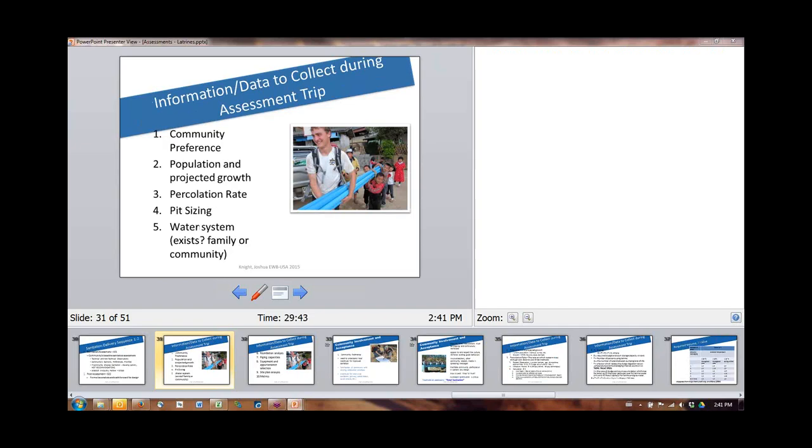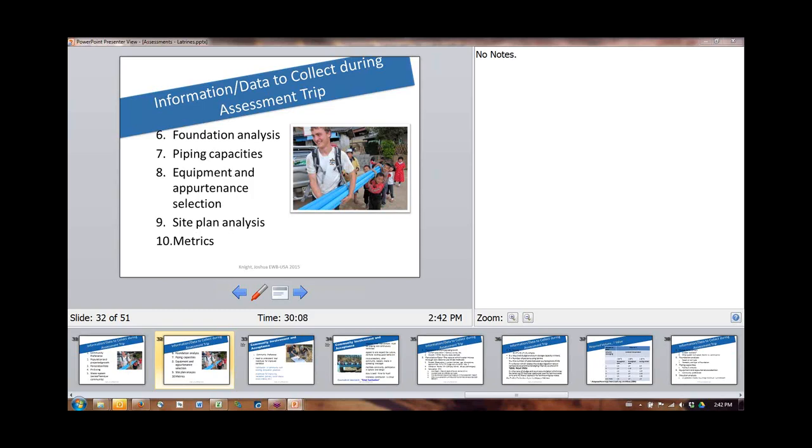Okay, so now let's talk a little bit about what you're going to need to collect on your trip. We're going to go through all 10 of these in more depth, so I'm going to first go through them quickly. You want to find out the community preference, the population currently and how it's going to grow, percolation rate, which is what we spoke about, how water flows through the soil. You want to find out pit sizing, how big of a pit you want to make. You want to find out what the water situation is in the community. You want to analyze what kind of foundation you're going to need. You're going to want to look at the piping capacities for your project, the appurtenances, the equipment, like the toilet itself, those kinds of things.